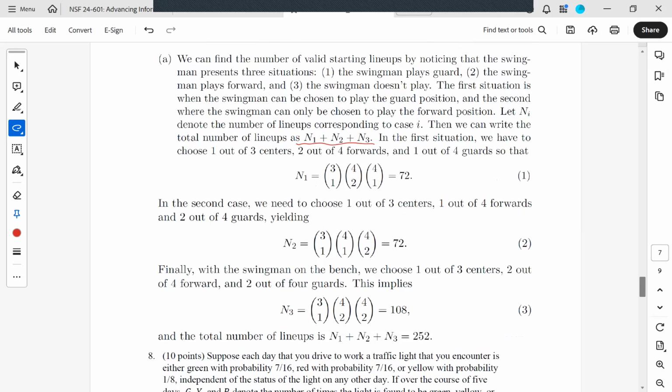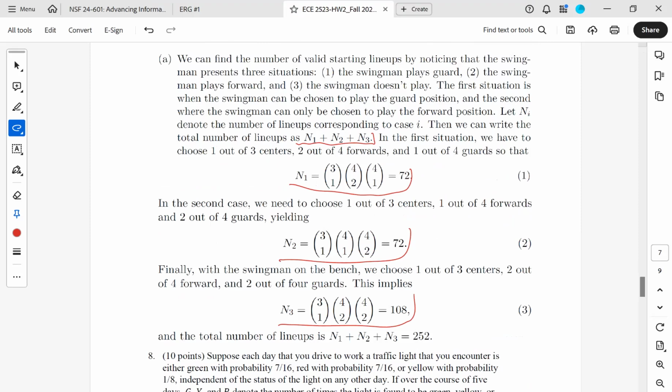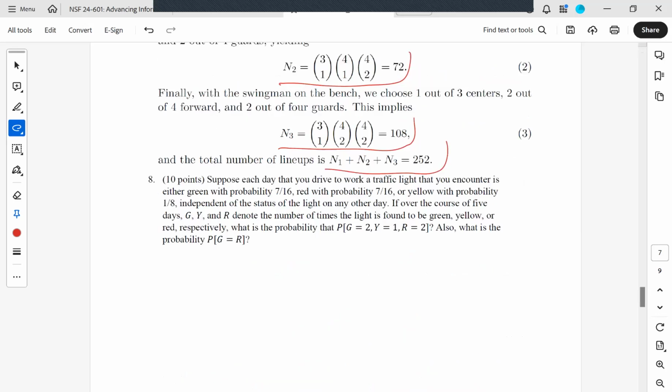So we have 3 conditions. The overall situation is the summation of the 3, and each of them, based on what we discussed, has a certain number of combinations that you could choose people to fill those positions out of the available players that you have. And you could calculate the total. Any question about this specific problem, or how we ran that solution?